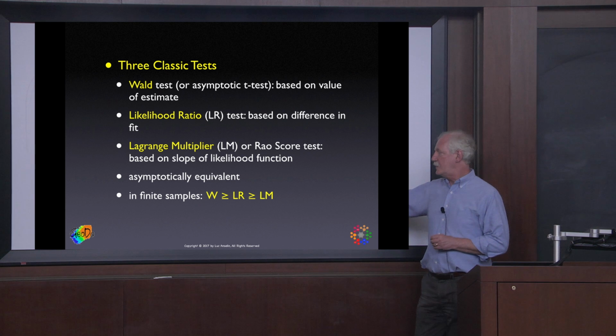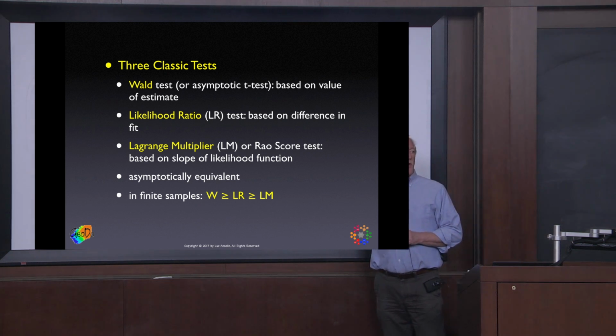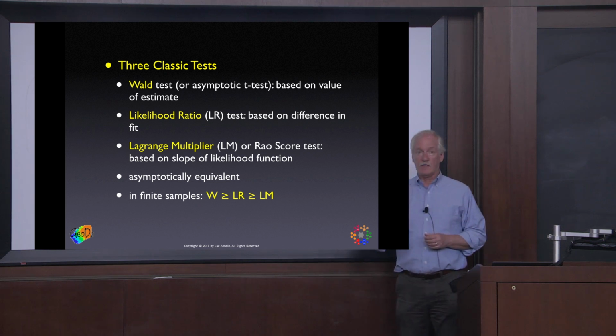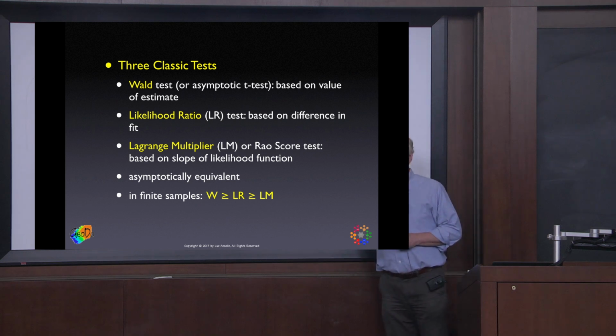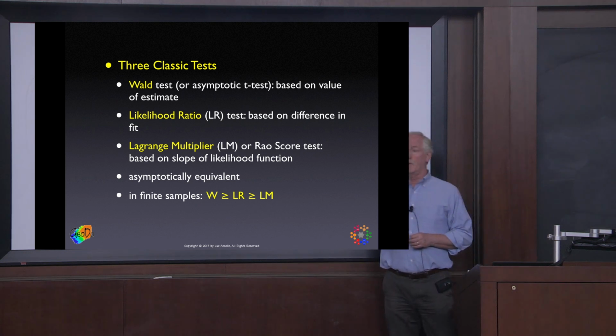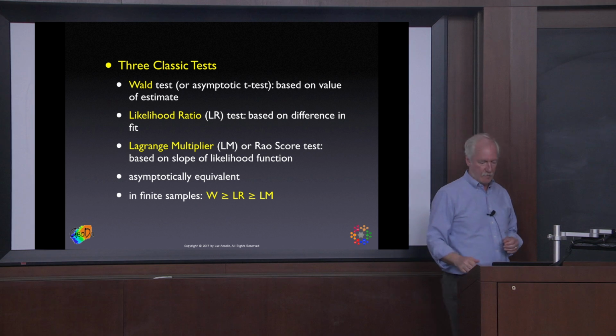Also, this inequality only holds in perfect circumstances. So if you have other things going wrong, such as heteroskedasticity, which actually in practice is often the rule rather than the exception, then this may not hold. And I have plenty of examples where this does not hold.